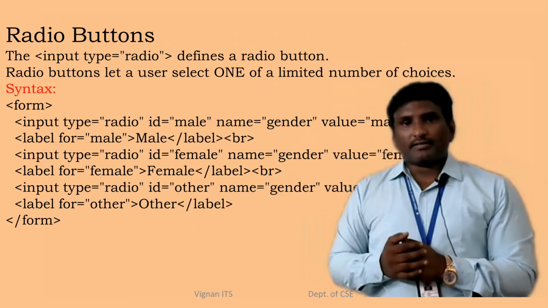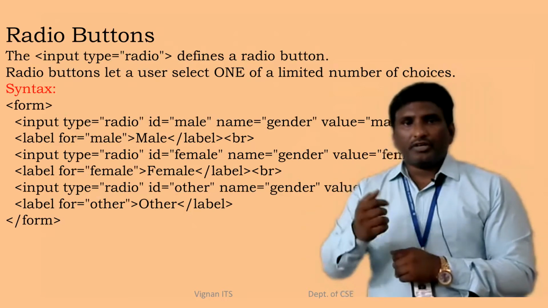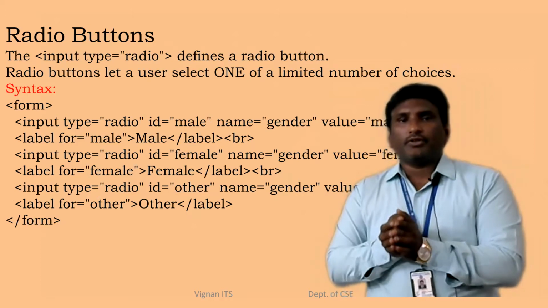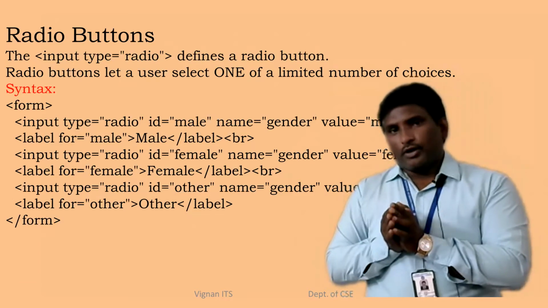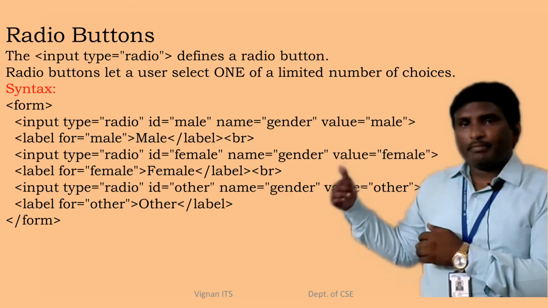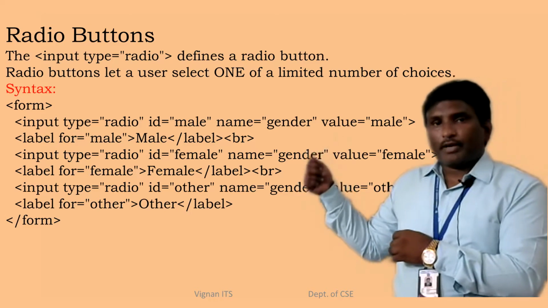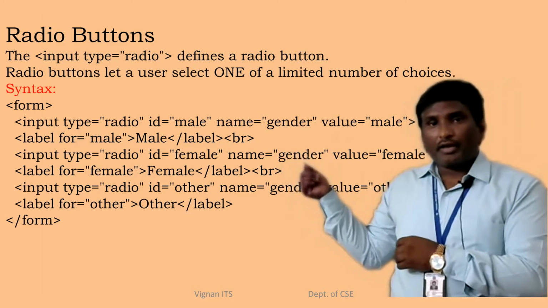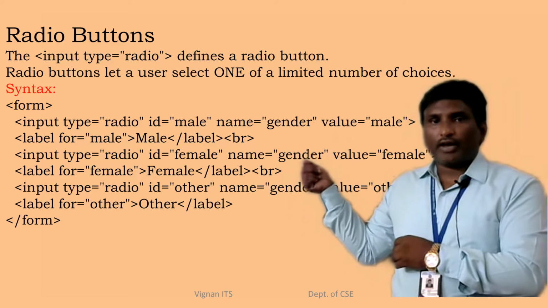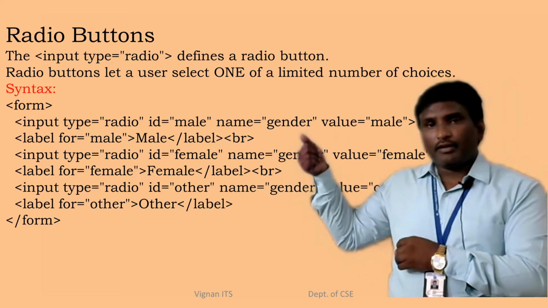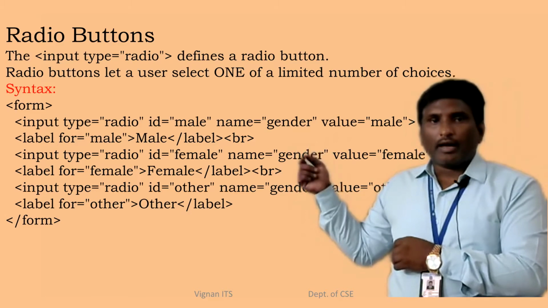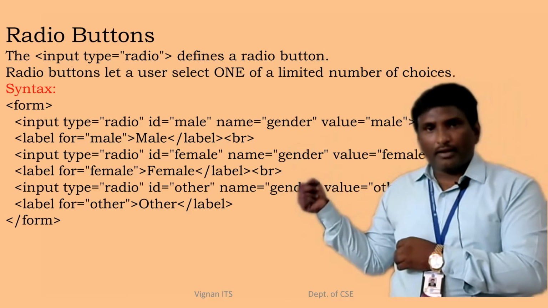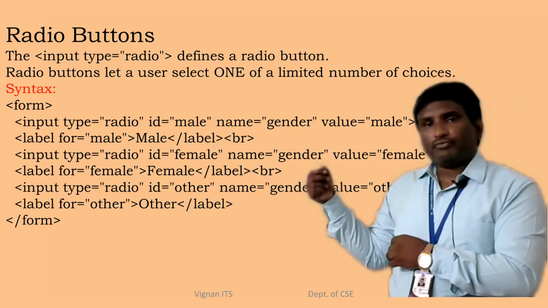Radio buttons let you select among many options. Here I have given three options: male, female, other. In order to create male, female, other as radio buttons, input type equal to radio, ID equal to male, name equal to gender, value equal to male. I have also created a label for male, where for should equal the ID male. Both should be mapped. In the second one, female, the label for equal to female matches the ID female.